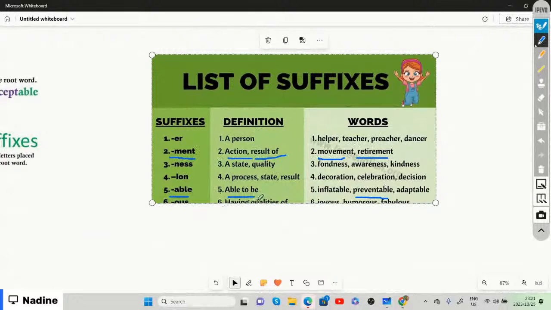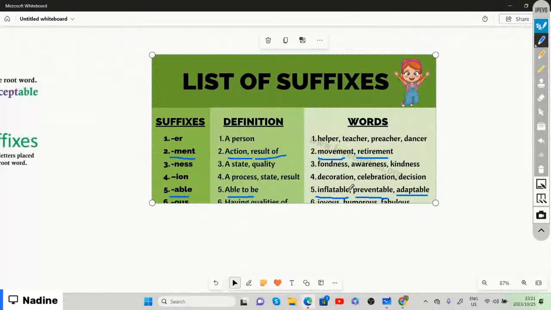It should be adaptable. So as much as you're uncomfortable, it's your first time, you are able to adapt to something. That is what that means. Inflatable, it is able to be inflated. So those are the meanings or definitions of the words meant and able.